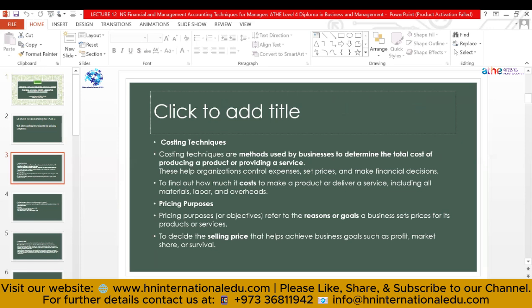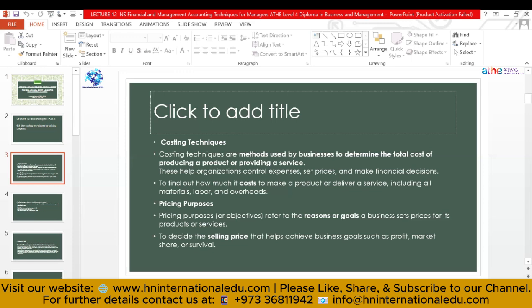Costing techniques. Now, what are these? Costing techniques are the methods used by businesses to determine the total cost of producing a product or providing a service. The complete cost from the execution of the project plan till the end user, whatever the cost is, you are going to put that under this category.